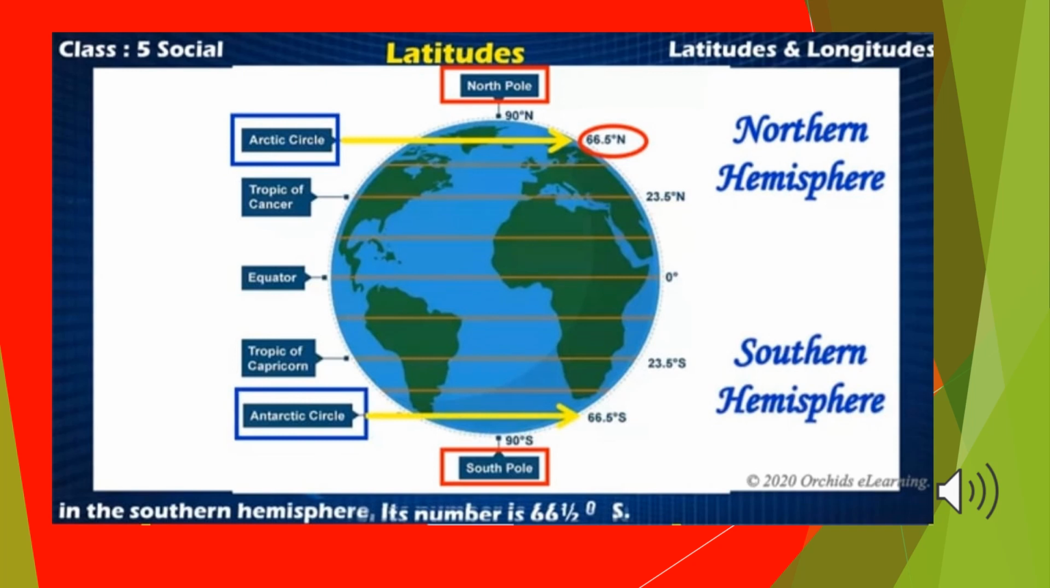Apart from the equator and the poles, there are four important lines of latitude. The Tropic of Cancer, 23 and a half degrees north. The Tropic of Capricorn, 23 and a half degrees south. The Arctic Circle, 66 and a half degrees north. And the Antarctic Circle, 66 and a half degrees south.